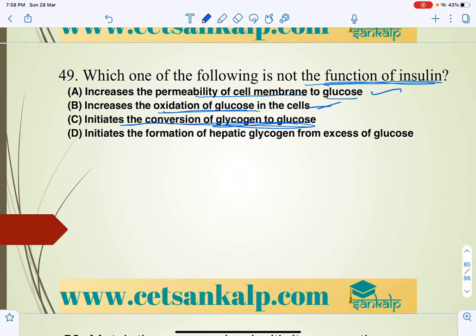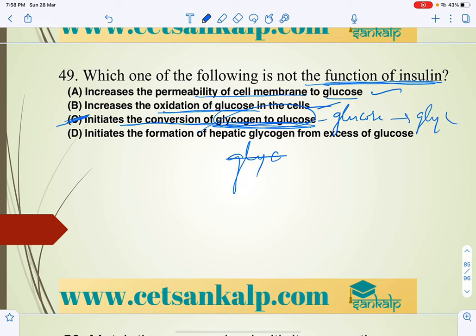We cannot consider the conversion of glycogen to glucose, where this hormone converts glucose into glycogen, not glycogen into glucose. It must be glucose into glycogen. Then it is not a function. So 49, C is not the function of insulin. Remember, glucose to glycogen means it gives excess permeability.